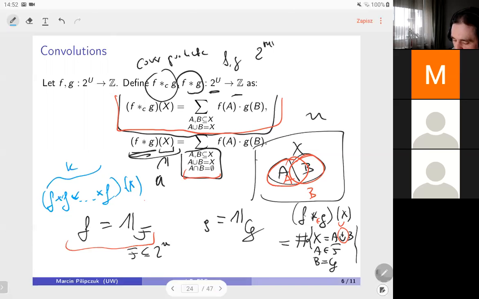So think of the algorithm: we are given f and g as input, so we have these two tables with 2 to the n numbers, or 2 to the size of u numbers. And we want to compute a table for the cover product and a table for the normal product, the subset convolution product. So the input is of size 2 to the n, and the output is of size 2 to the n. We have two tables of size 2 to the n each on input, and we want to produce one table of size 2 to the n on the output.